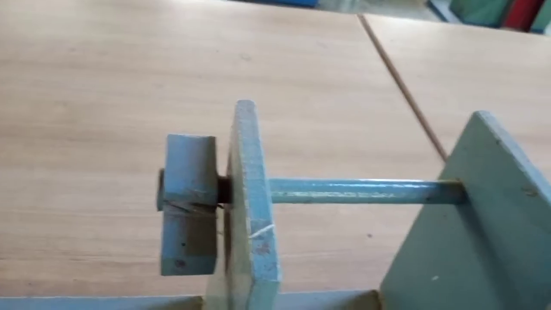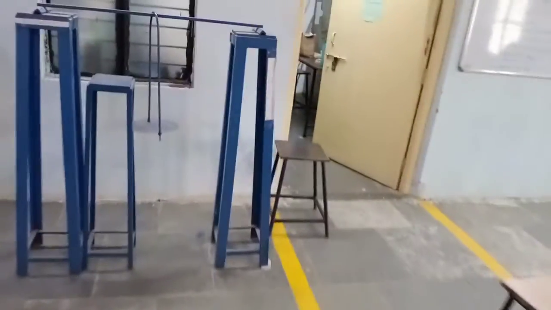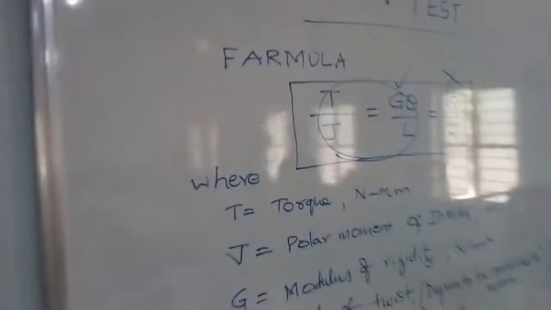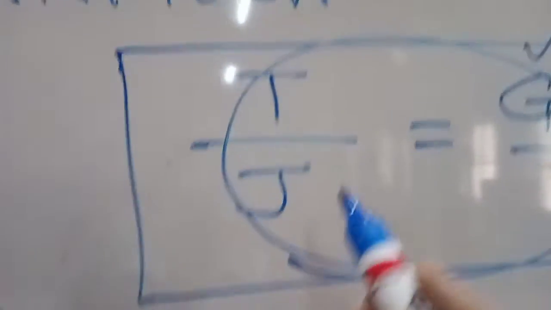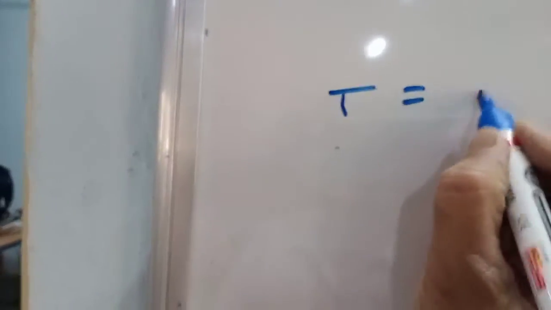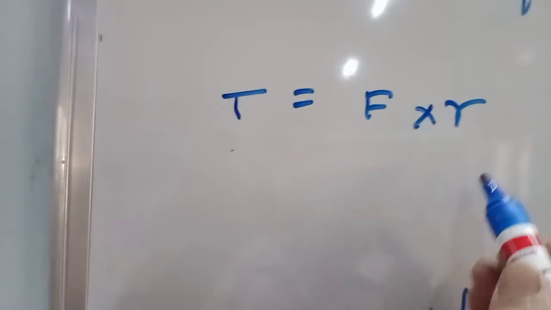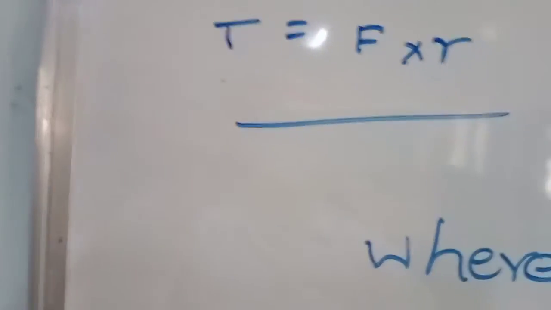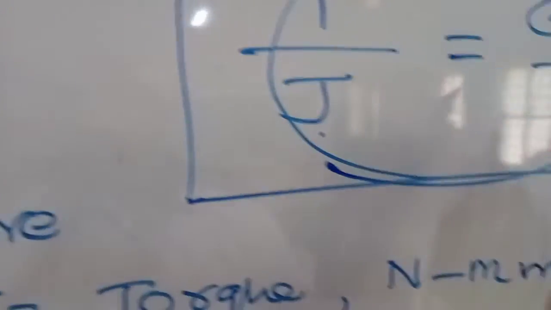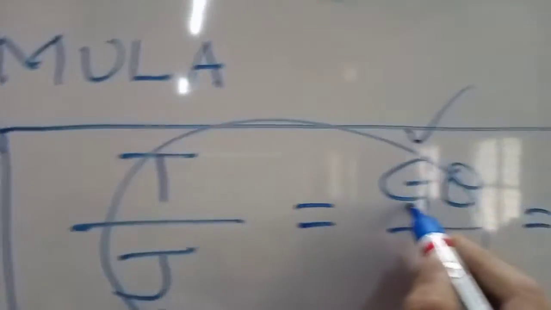Torque is force into distance. So now we are substituting here. I will show you once again here. Torque is force into distance. I cannot write R since that R is different. It is the distance, force into distance. Then J value is pi d to the power of 4 by 32. Here G value we would like to find out.